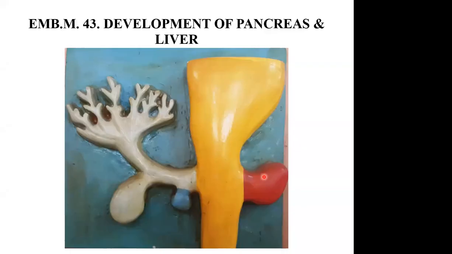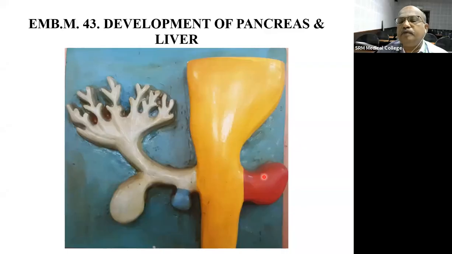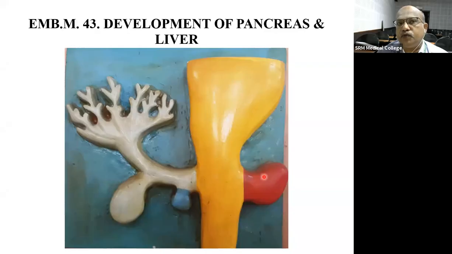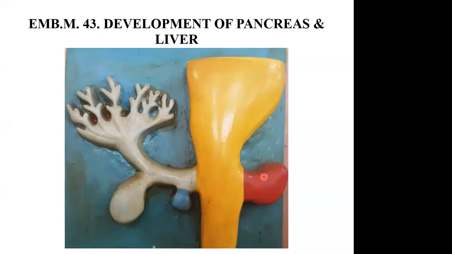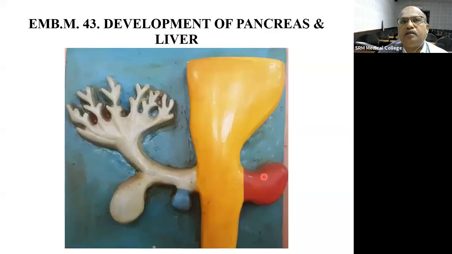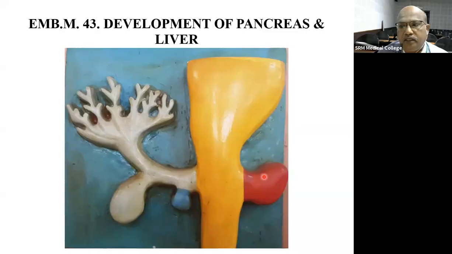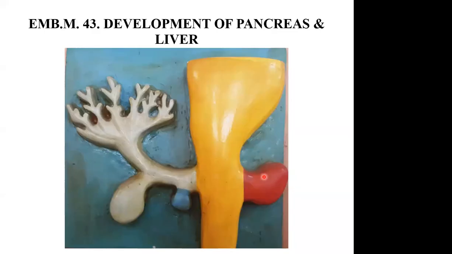Very good. So what is the development of your liver? Sir, it develops from the hepatic diverticulum. Very good. It divides into pars cystica and pars hepatica. Pars hepatica gives rise to the liver. Pars cystica gives rise to the gallbladder. Very good. Thank you.